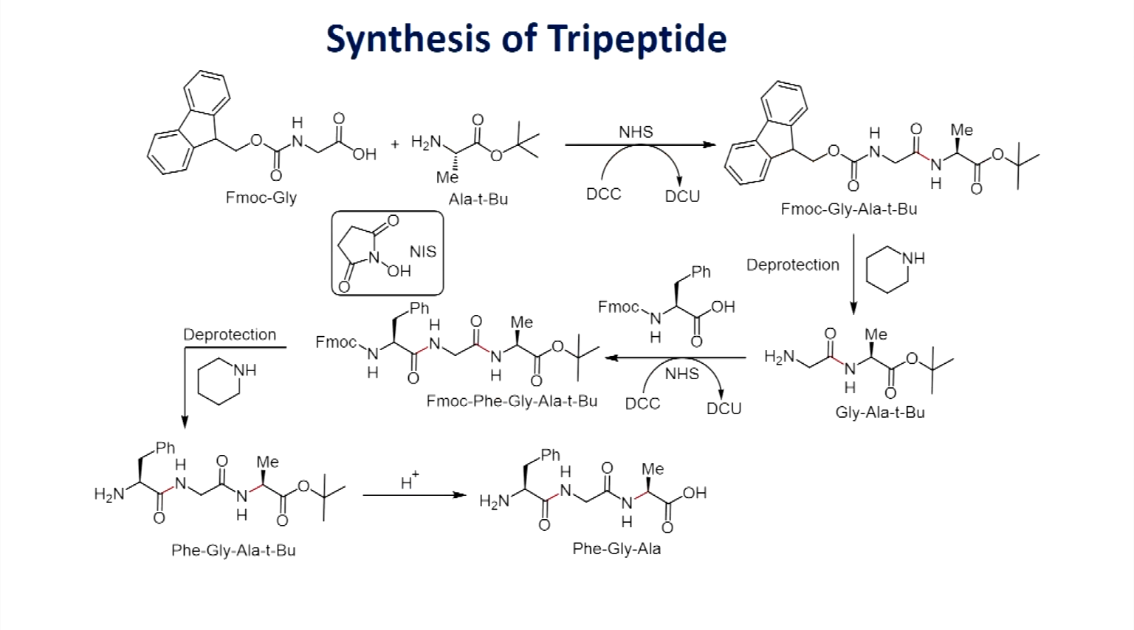Now let us see one example for the construction of a tripeptide. Here the N-protected glycine has been reacted with this alanine tert-butyl ester. As you can see, you have the free NH2 group in the case of this alanine part. In the case of glycine, you have the free carboxylic acid. You can couple them together using DCC as the coupling agent. You can make an amide bond between the carbonyl group of this glycine carboxylic acid and the amino group of alanine. You can make the peptide bond.